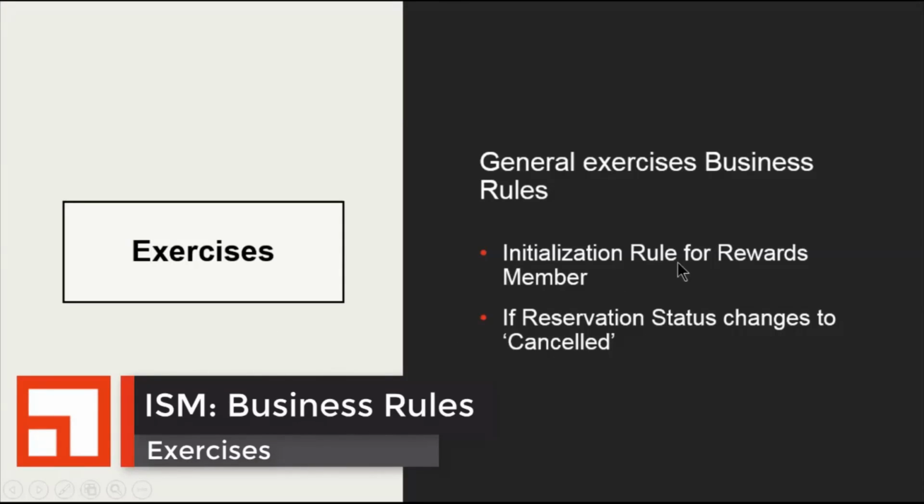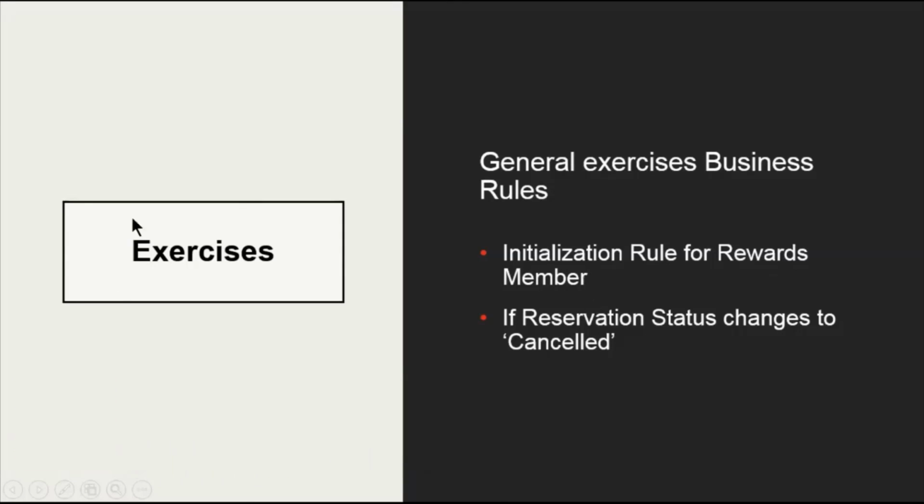One is initialization rule for rewards member. That's the one that I created earlier where I added a rewards member field on my main business object. And I created an initialization rule where I simply put true, which means it's going to put a check mark in that box. Okay, so the other one was if a reservation status changes to canceled. And so if the reservation status gets changed to canceled, we had it email the host department about not making as many cookies or something like that.